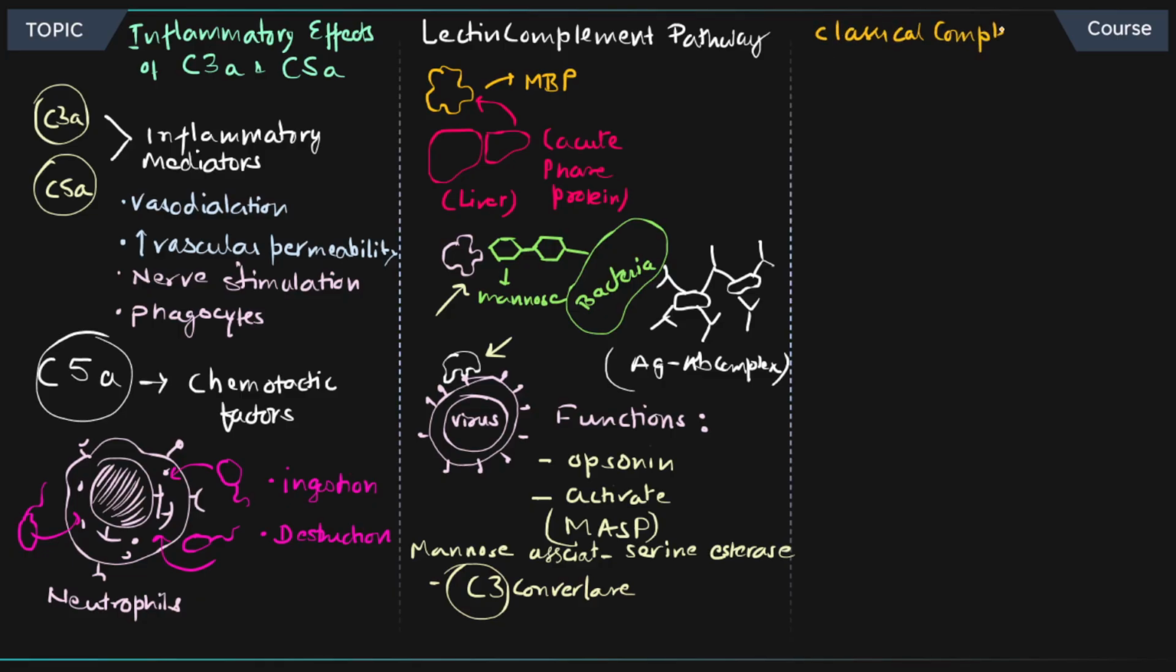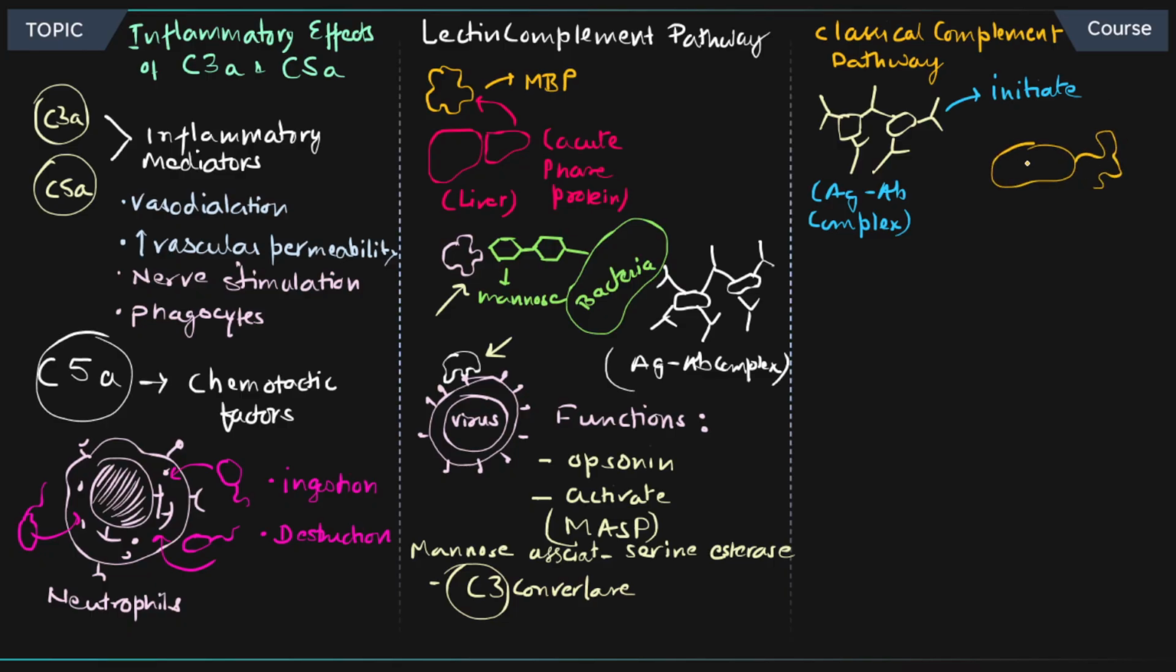Okay, now let's move to the classical complement pathway, a very, very important pathway. This pathway is initiated by antigen antibody complex. So I'm drawing the antigen antibody complex. You can see these Y-shaped structures; they are antibodies. And then you have antigen, and they are binding and forming this complex. So this pathway is initiated by antigen antibody complex, right? Along with that, it can also be initiated by microbial products. There are several products that can actually start this pathway.